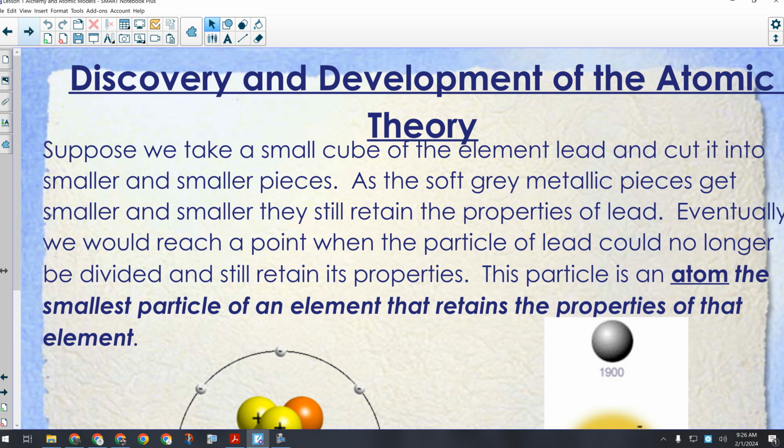Once that happened, we started getting an idea of how matter is structured and how matter behaves. So if I take, let's say, a chunk of lead, and I start cutting it into smaller and smaller pieces, do I need to worry about splitting any atoms?